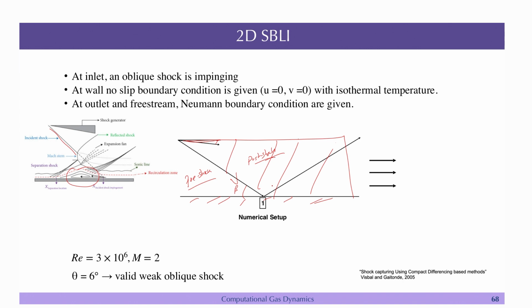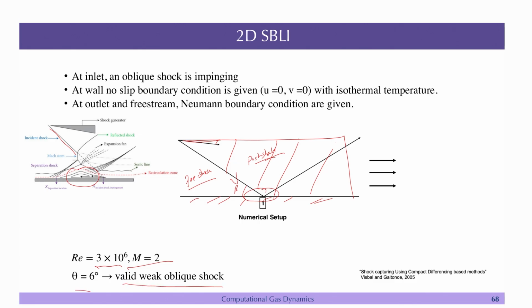That means you are saying that there is a shock which is impinging on the plate and you want to see what happens because of that impingement. Particularly, you are interested in the shock boundary layer interaction. What is happening, how it is interacting with the boundary layer here, is there a separation which is forming. I have done this using my own code. This is a kind of an LES problem. Reynolds number is 3 million, Mach is 2, and this is a valid oblique shock, theta equal to 6 degrees.